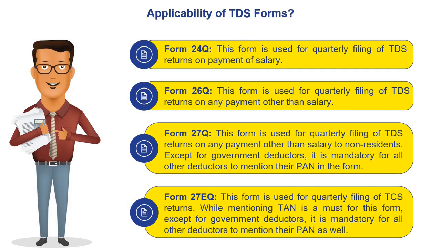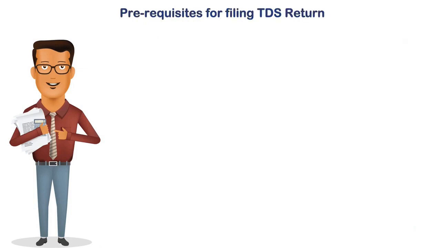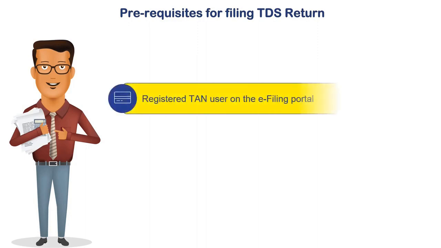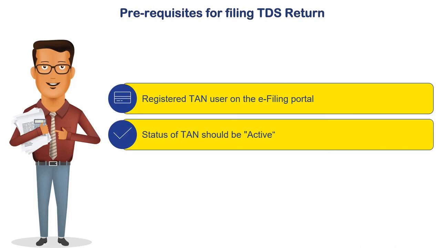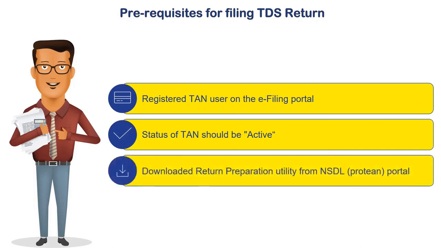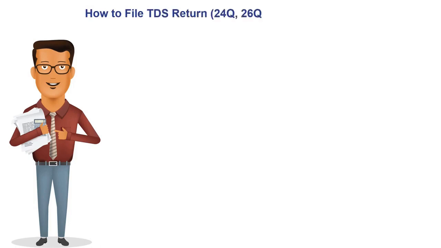While mentioning TAN is a must for these forms, except for government deductors, it is mandatory for all other deductors to mention their PAN as well. In order to file TDS and TCS returns on the e-filing portal, you should be a registered TAN user on the e-filing portal. The status of your TAN should be active and you must have downloaded Return Preparation Utility from the NSDL portal. There are 2 steps for filing the TDS return.